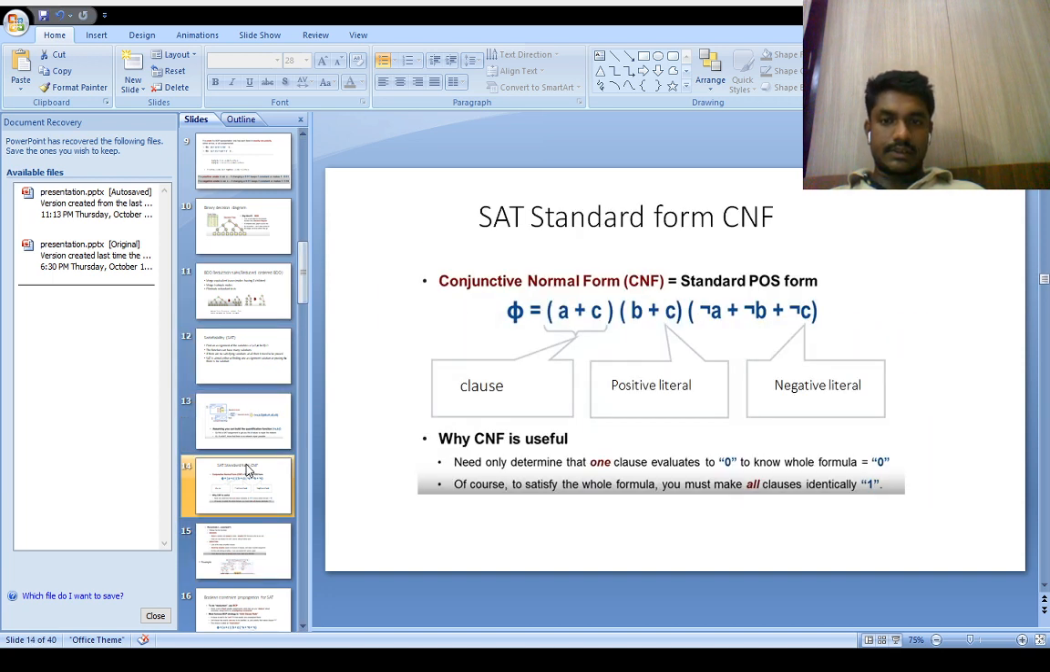In SAT we have the standard form CNF, conjunctive normal form, which is POS. We can call it the standard POS form. Let us take an example: a plus b into, which is a POS form, and every sum term is called a clause. This is a clause, this is a clause, this is a clause. As it is a bar, it is a negative literal, and this is a positive literal. If bar is there, it is indicated as 0, and if it is positive, it will be indicated as 1. We will come to know this in the next slide.